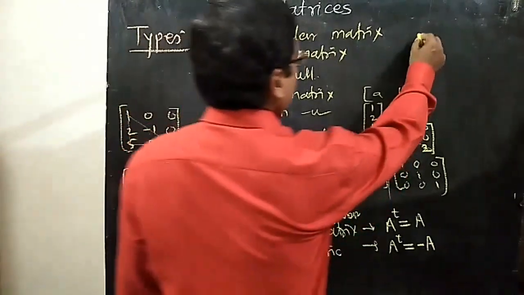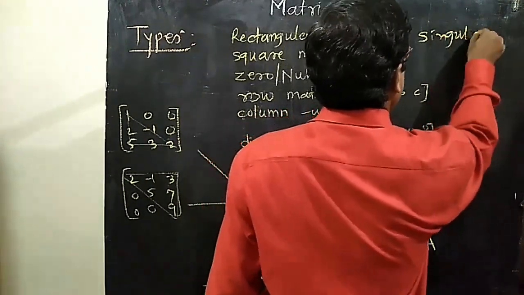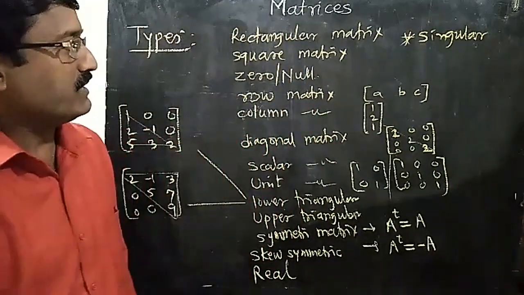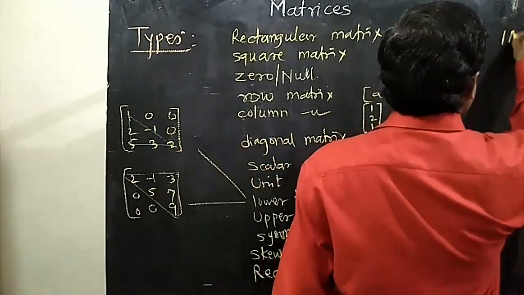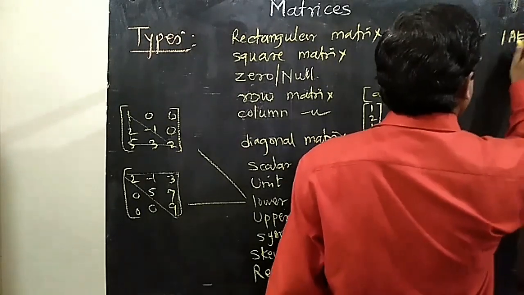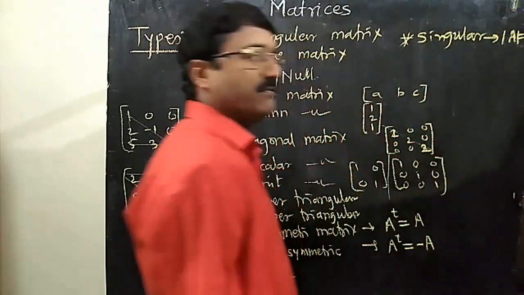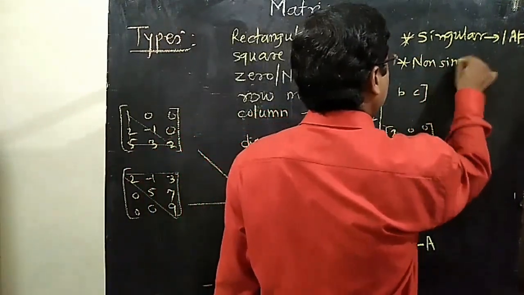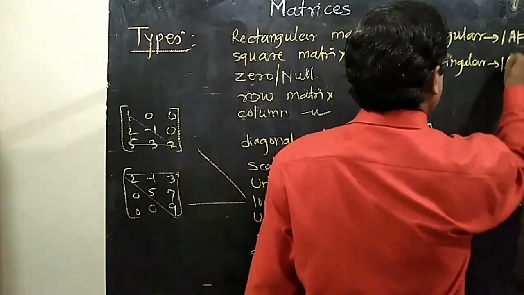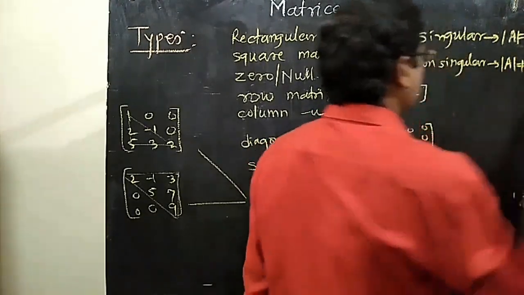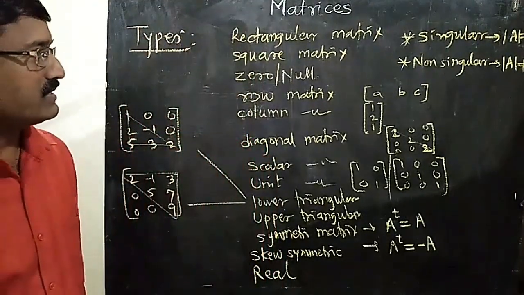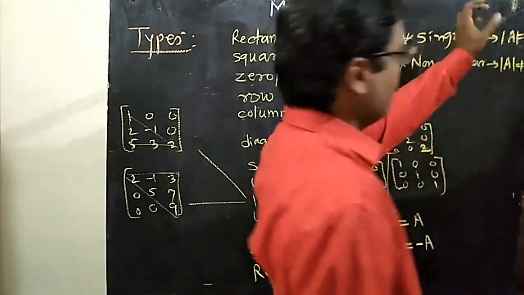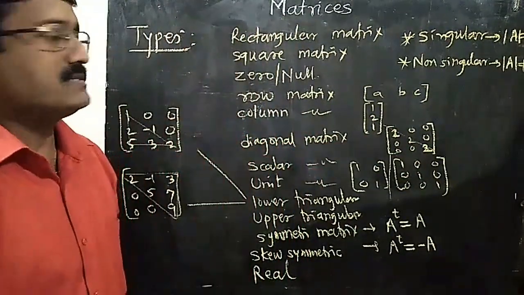Then the next part is the singular matrix. It is related to the determinant of the corresponding matrix. If the determinant of the matrix is equal to 0, then that matrix is said to be a singular matrix. Then the non-singular matrix: if the determinant of A is not equal to 0, that matrix is said to be a non-singular matrix. This concept of singular and non-singular matrix will be used in our next article, that is the inverse of a matrix.